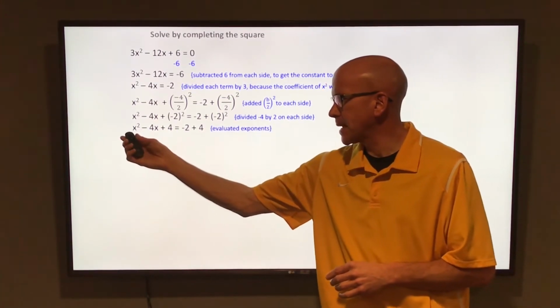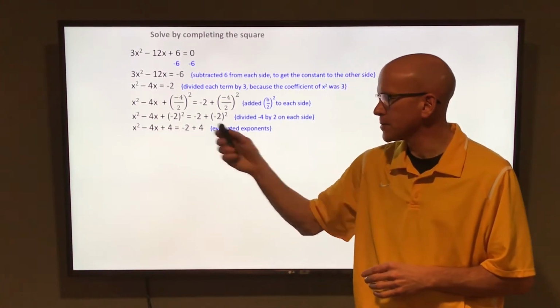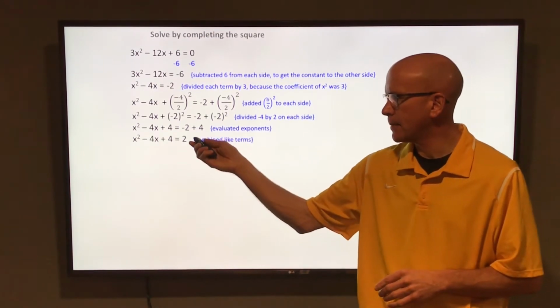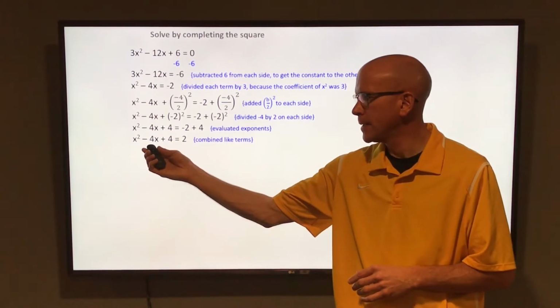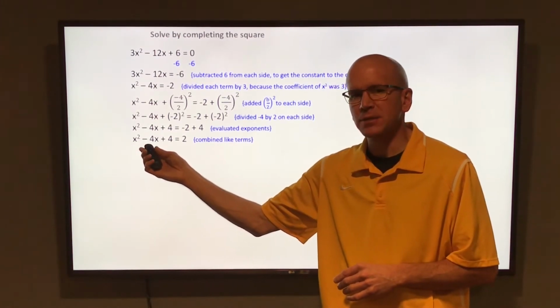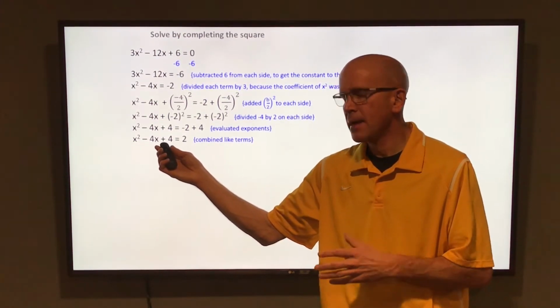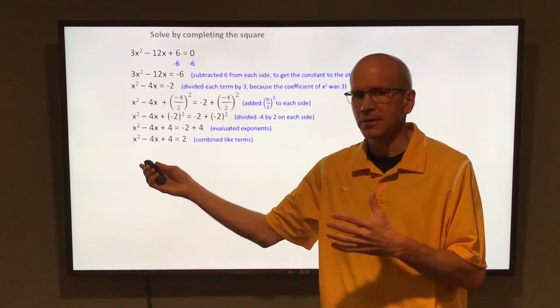Now on the left side, we have a perfect square trinomial. Also on the right, negative 2 plus 4, we'll clean that up first, that's 2. But on the left side, that is a perfect square trinomial. It's in the form of a squared minus 2ab plus b squared. That factors into a minus b squared.